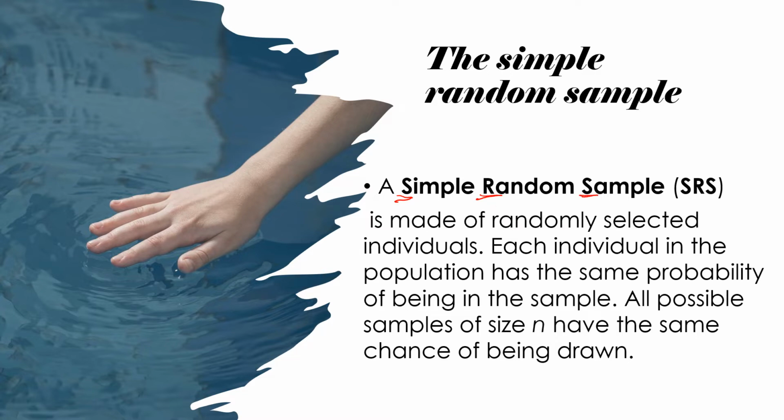This SRS is made of randomly selected individuals. Each individual in this population has the same probability, and also the sample of size n has the same chance of being drawn.